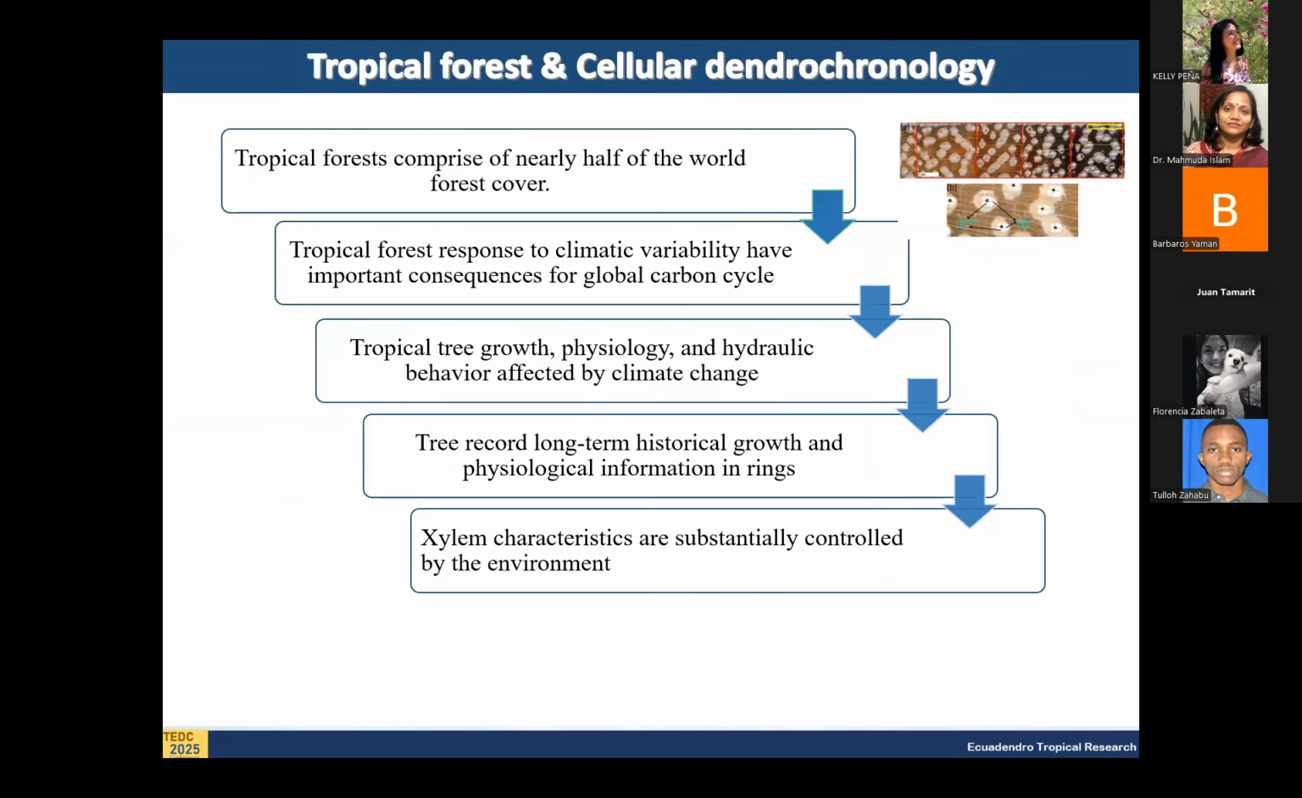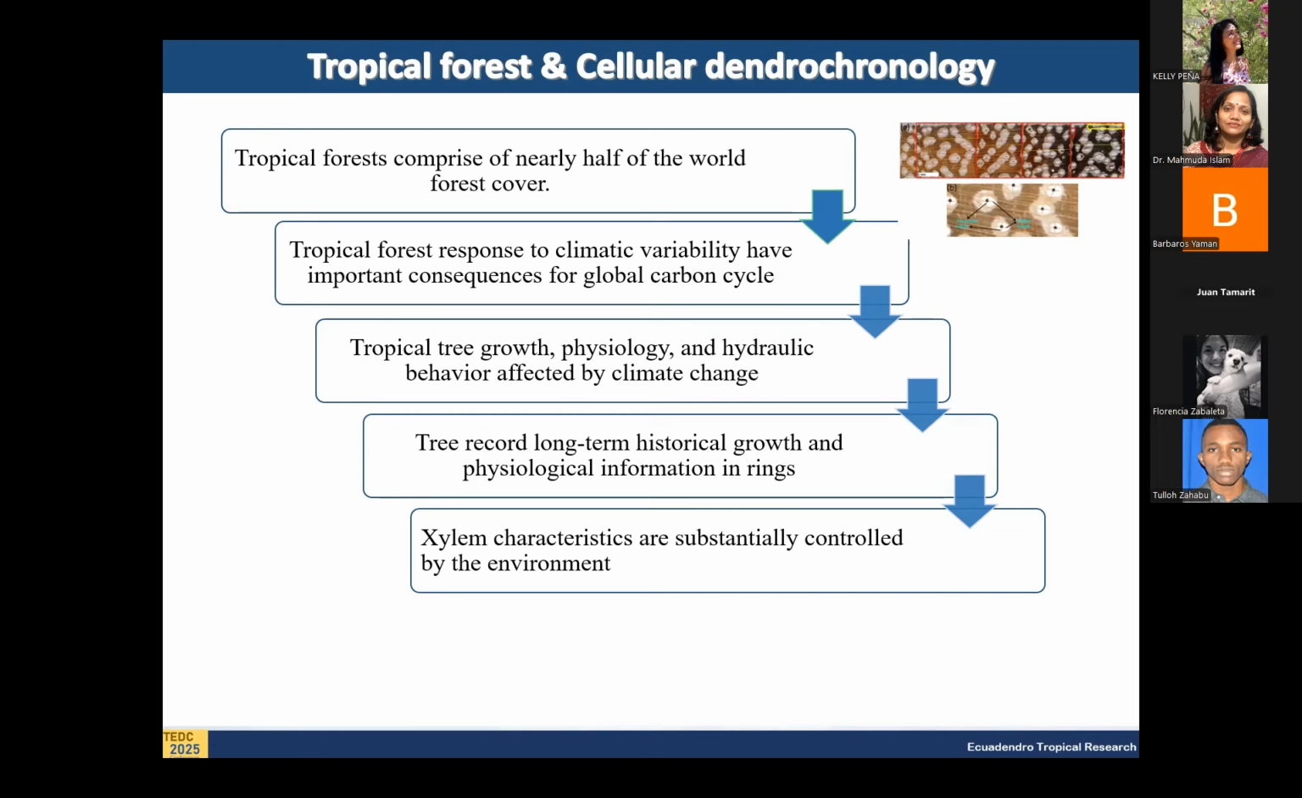Now, tropical forest and cellular dendrochronology, how are these two related? Tropical forests comprise nearly half of the world's forest cover, and their response to climate variability has important consequences for the global carbon cycle. Tropical tree growth, physiology, and hydraulic behavior are affected by climate change. All these phenomena are encoded in the tree ring, and trees record long-term historical growth and physiological information in rings. Ring analysis means dendrochronology, tree ring analysis.